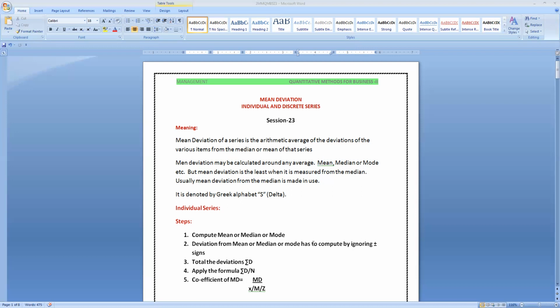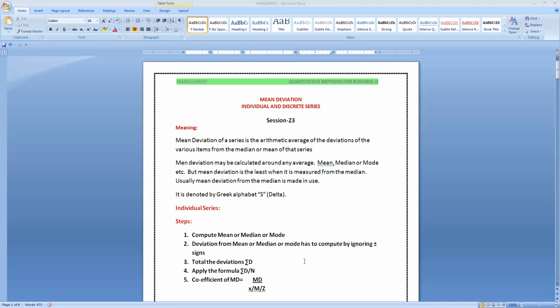To study the characteristics of the distribution, deviations must be taken from an average. Therefore, the measures which take averages into account are mean deviation and the standard deviation. Mean deviation can also be called average deviation. It is the average difference between the items in a distribution and the median, mean or mode of that series. Or in simple terms, we can say the arithmetical average of the deviations, by ignoring signs, from the mean, median or mode is known as mean deviation. And this mean deviation is denoted by a Greek alphabet, that is delta.